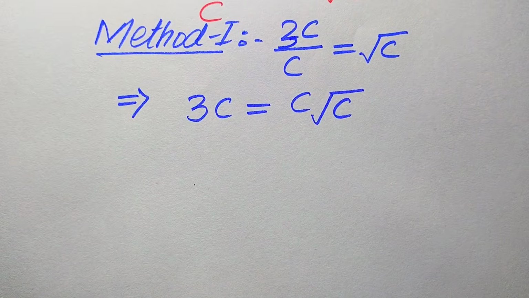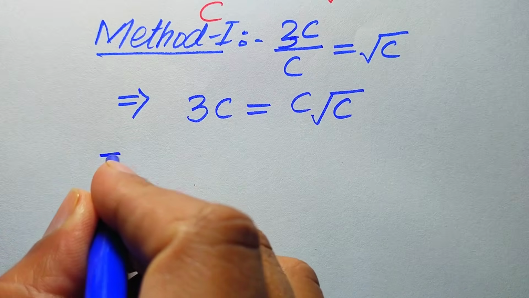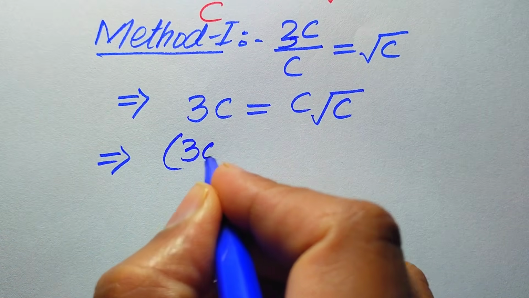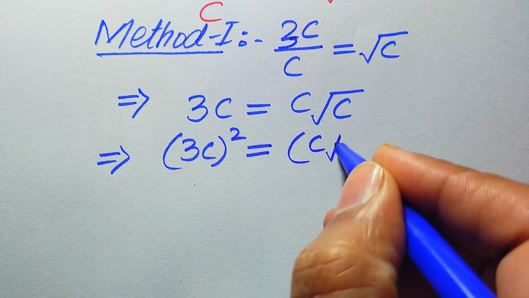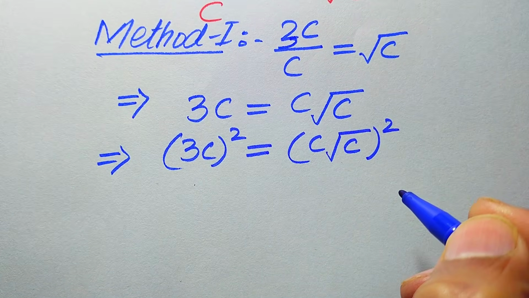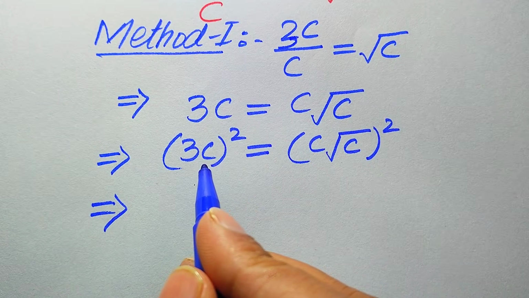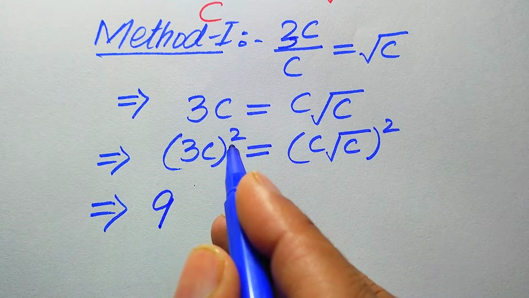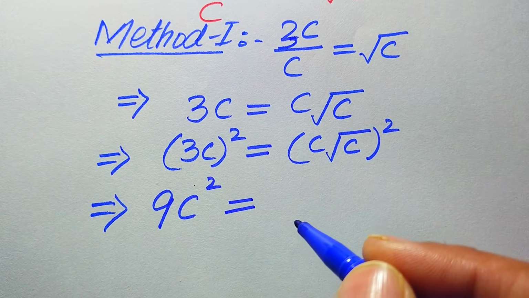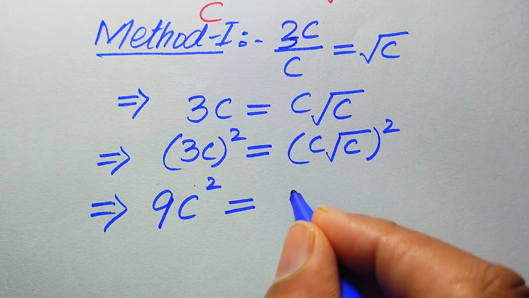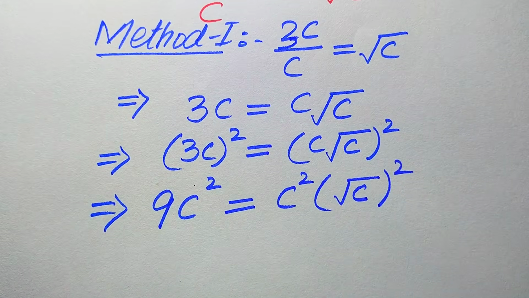Now in the next step we need more simplification, and here we need to remove this square root sign from the right hand side. For this we will square both sides, and it will be written as (3c)² = (c times √c)². In the left hand side, when we apply the square on 3 it becomes 9, and on c it becomes c². In the same pattern we apply the square separately on both values on the right, and it becomes c² times (√c)².